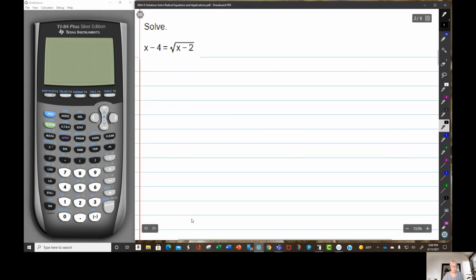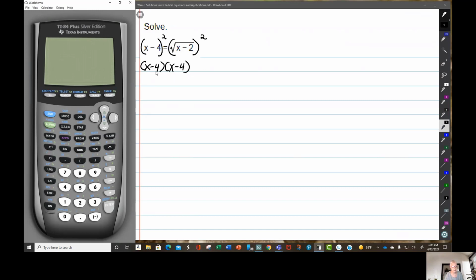Now, we move on. My square root is already isolated, so I'm going to square the left side of the equation and the right side of the equation. When I square the left side of the equation, I get x minus 4 times x minus 4. Don't be fooled and say x squared minus 16 or x squared plus 16. You have to do this.